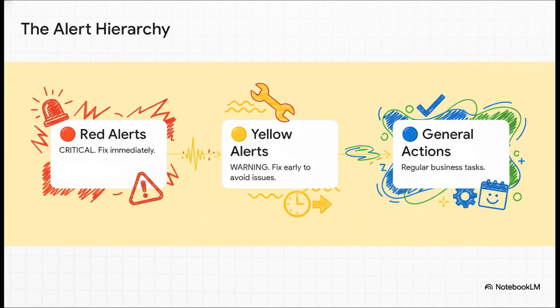Red alerts, those are your drop everything and fix this right now issues. I'm talking potential account killers. Then you've got your yellow alerts. These are warnings. You've got to deal with them before they turn red. And finally, you have the general actions, which are just the regular day-to-day tasks of running your store.